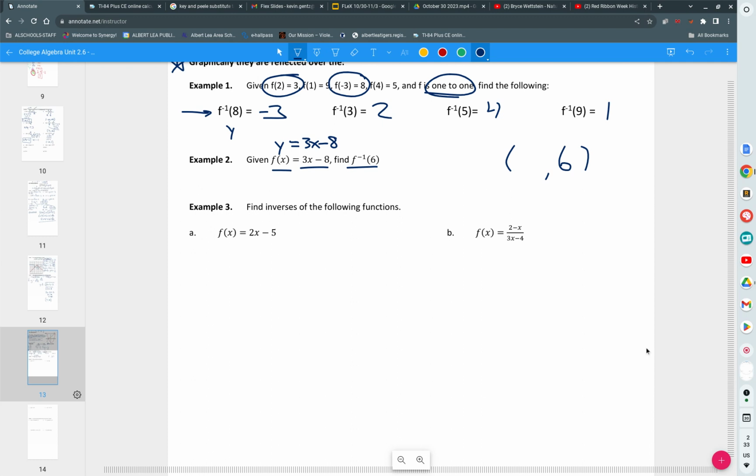Yes, I take 6 and drop it in for the y value right here. So 6 equals 3x minus 8. I add the 8 and I get 14 is equal to 3x. So therefore x is 14/3. So now the question is simple. What is f inverse of 6? Well, we can see the y value is 6, the x value is 14/3.